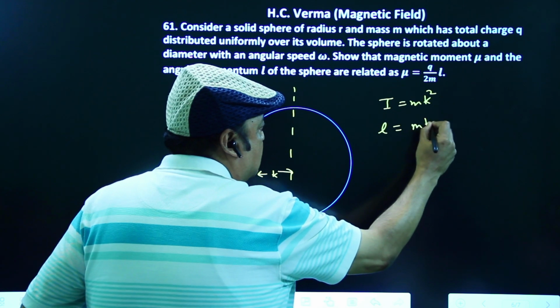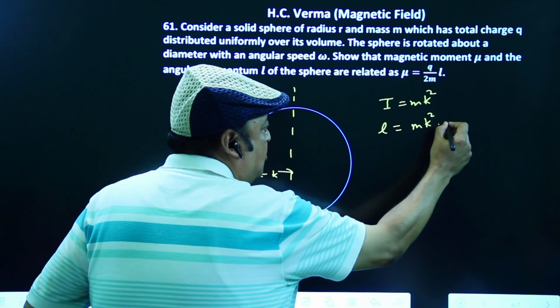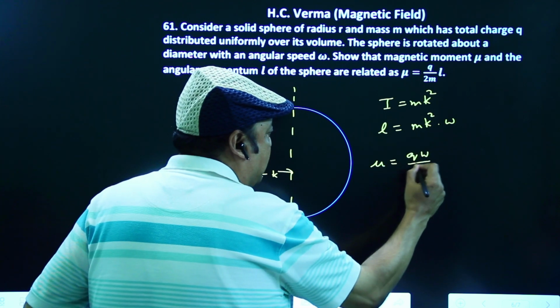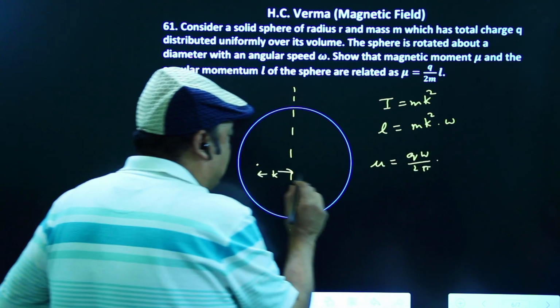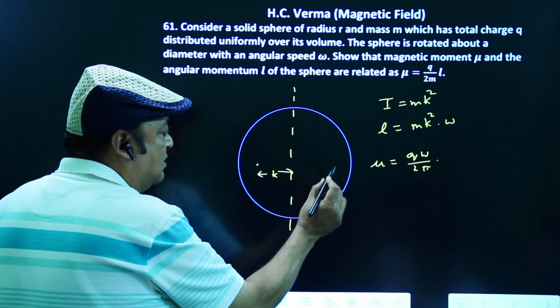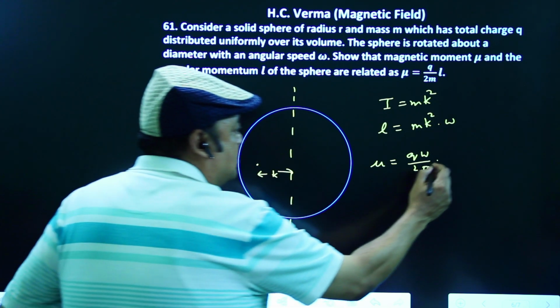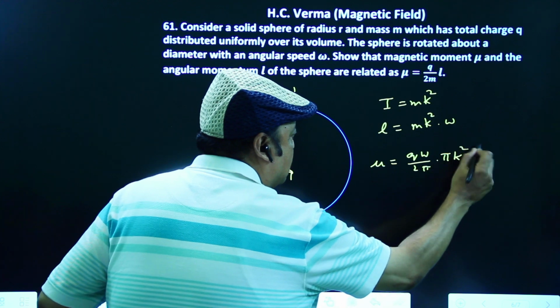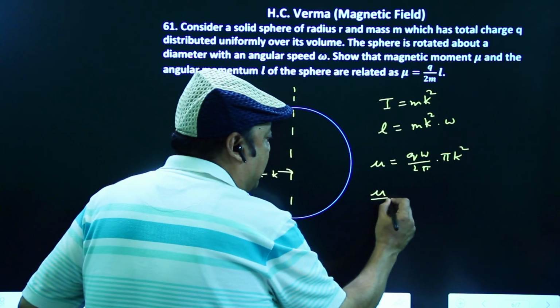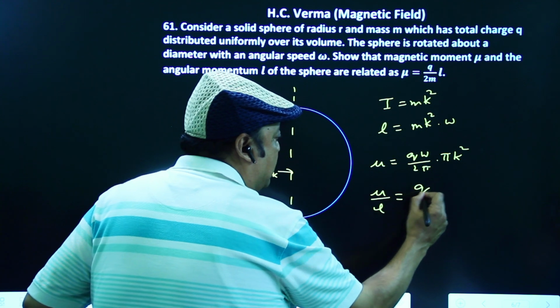The angular momentum will be I into omega, that is mk square omega. Mu again with the same thing, Q omega by 2 pi into area. Area is now going to be this, what we have just envisaged in terms of the radius of gyration. This is pi k square. So I did not even have to put the value of k. So mu by L again comes out to be Q by 2m.